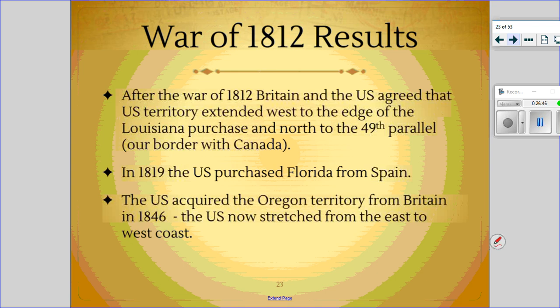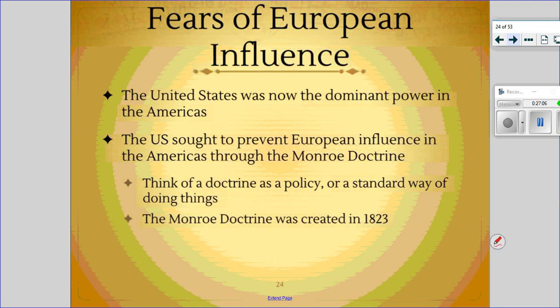Territory extended to the edge of the Louisiana Purchase, north to the 49th parallel. That's our current border with Canada. Remember, we purchased Florida from Spain in 1819. The U.S. acquired the Oregon Territory from Britain in 1846. So now we stretch from the east to the west coast. Now we are the dominant power in the Americas.